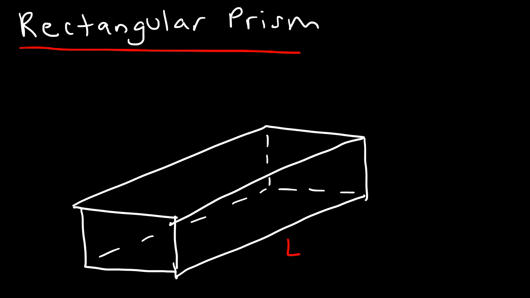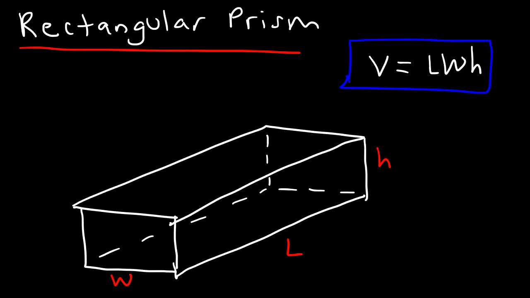So let's call this the length, the width, and the height. The volume of a rectangular prism is simply the product of those three values. It's the length times the width times the height. Now what about the surface area? How can we calculate that?